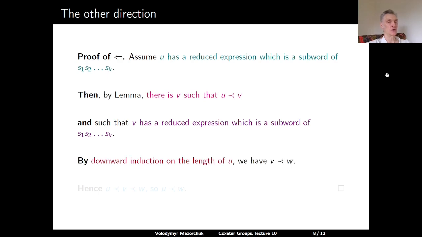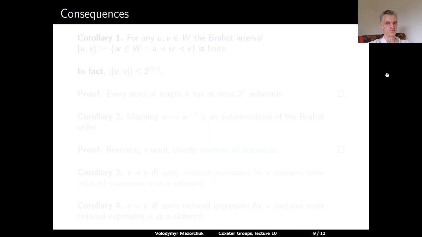And so we can now do the downward induction on the lengths of u, and conclude that v is Bruhat smaller than w. So u is Bruhat smaller than v is Bruhat smaller than w, so u is Bruhat smaller than w. And this completes the proof. Now let us list some consequences.